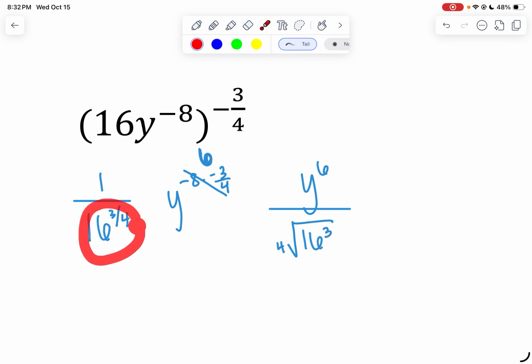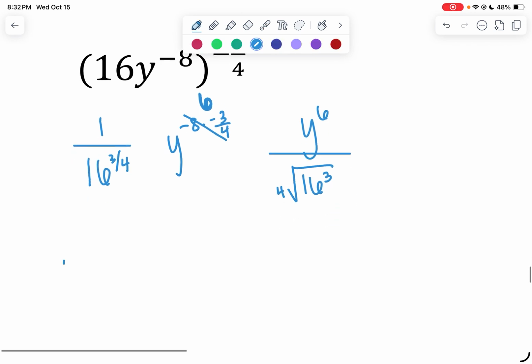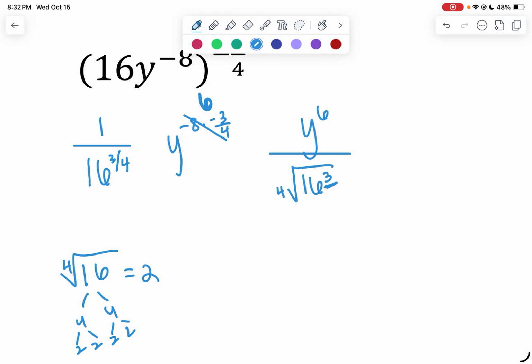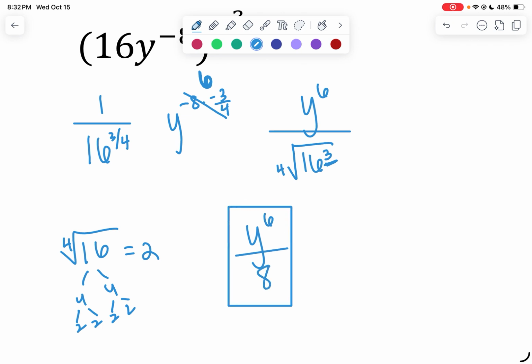Okay, like what I had over here, but this part should be positive. It should be in the numerator. Now if I look at this, you can't have a radical in the denominator, but if you think about the 4th root of 16, 16's 4 and 4, and that breaks down to 2 and 2 and 2 and 2. So the 4th root of 16 is 2, and then you add 2 cubed. So what's 2 cubed? 8. So you don't even have to rationalize your denominator. This is just y to the 6th over 8. And that's it.